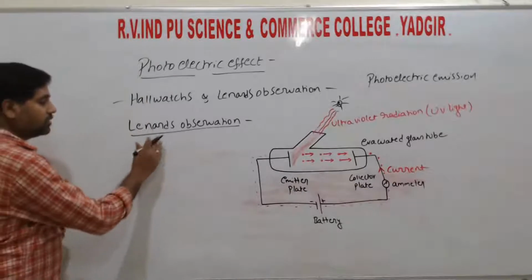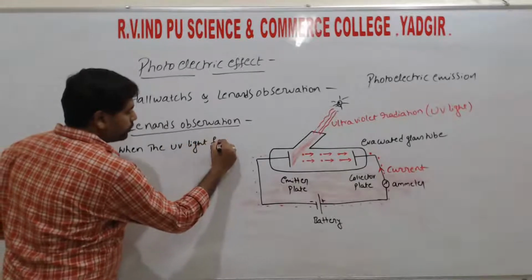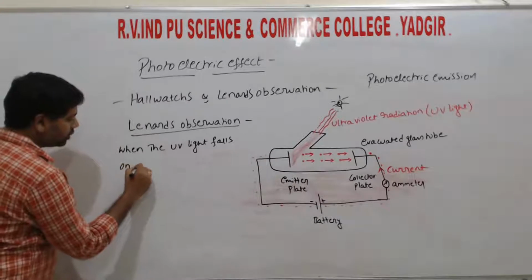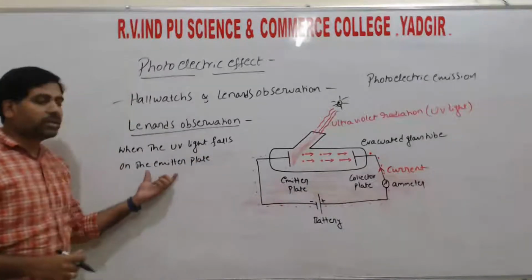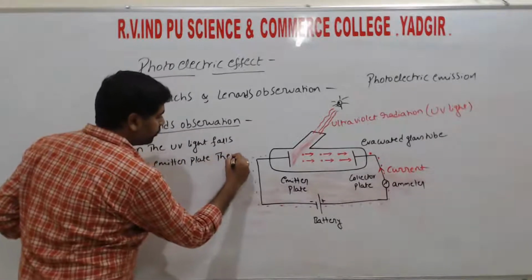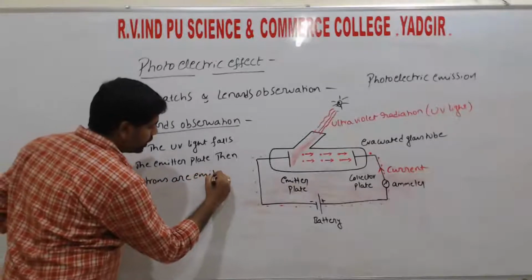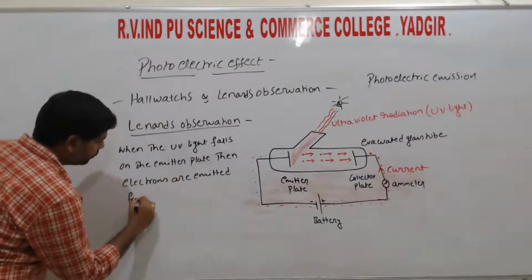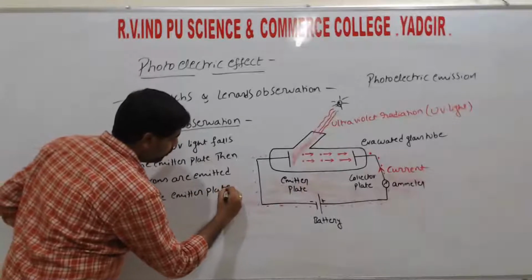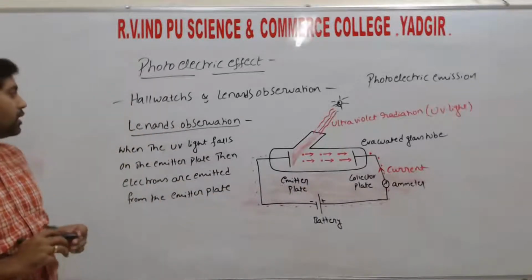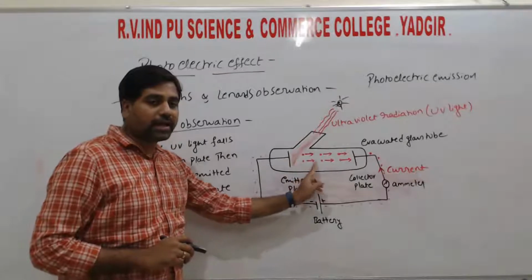So Lenard's observation is that when the UV light falls or strikes on the emitter plate, or simply on the metal plate, then electrons are emitted from the emitter plate. So this is the conclusion from Lenard's observation. Whenever the UV light falls onto this metal surface, only then are the electrons emitted.